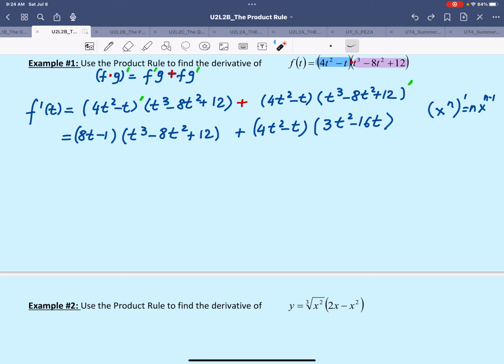Now we have to expand and simplify. And remember at the beginning of the course when I said that calculus is very logical, it's fun, it's easy to see the connections, it's easy to understand the connections.